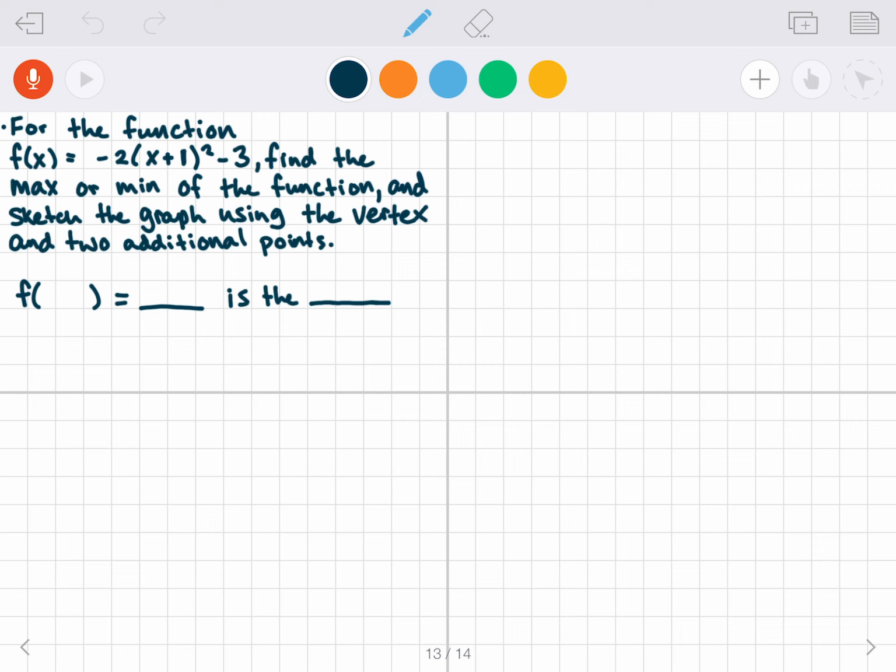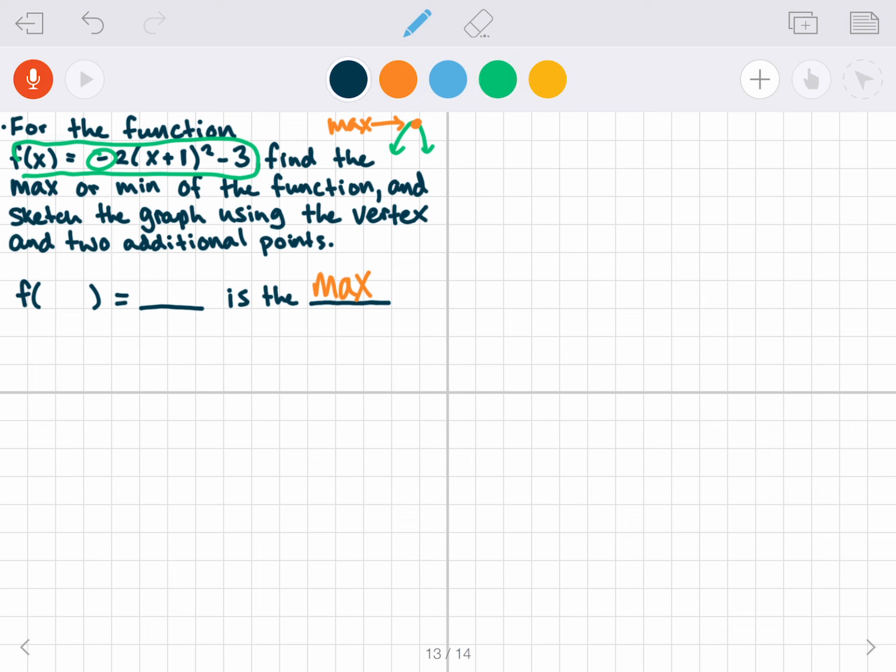So first of all, right off the bat, I'm looking at this function and I'm seeing that there's a negative in front of the 2. And that tells me that it's going to look like this, which means it's going to have a max. So right off the bat, I know that there's a maximum. Let's go ahead and sketch the vertex.